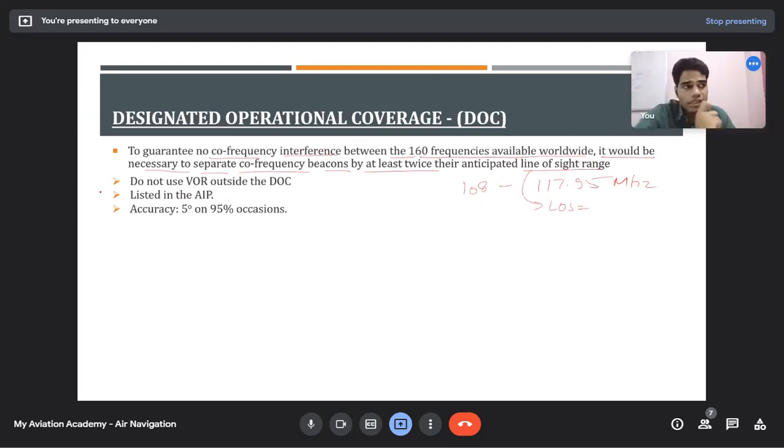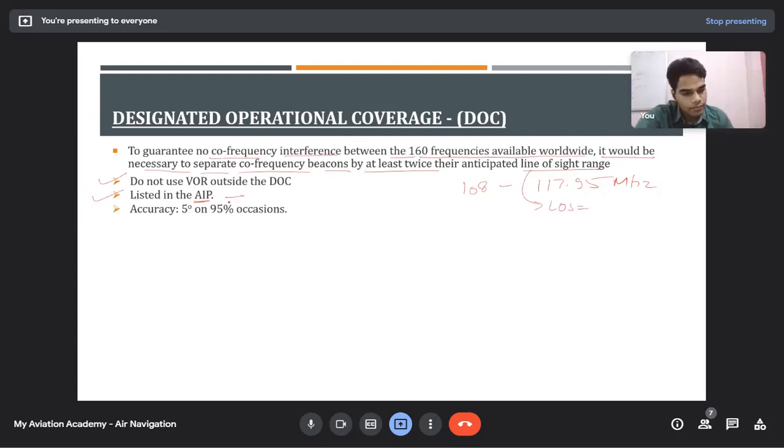What are the things you have to monitor as a pilot? Do not use the VOR outside the designated operational coverage area. Where is the operational coverage given? It is given in the AIP. If you have studied regulations, you might know what AIP is.